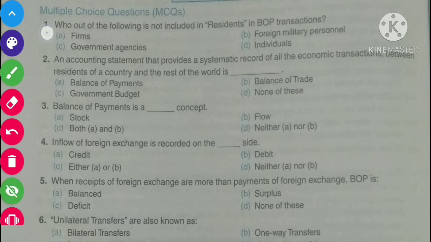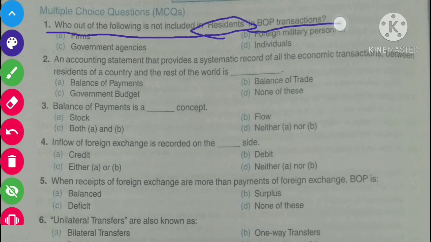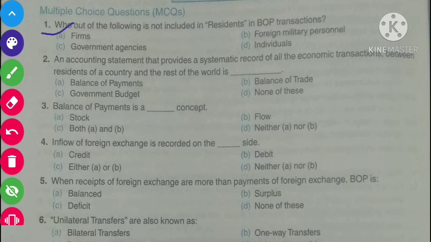Who out of the following is not included in residence in BOP transactions? Option A, farms. Option B, foreign military personnel. Option C, government agency. Option D, individuals. Here the correct answer is farms. Move to next question number 2.